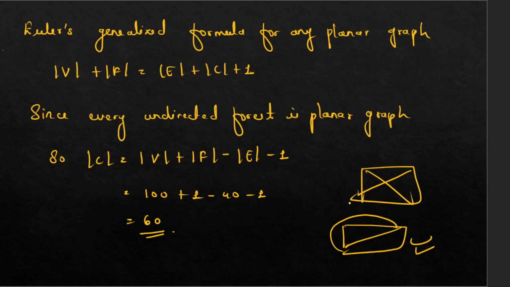So here how many regions are there? One, second, and the infinitely large one, so this is the third one. So it's basically the area which is bounded by edges. After that, every undirected forest has only one face, the infinitely large region, a region which is not bounded by any edges. So please remember these points, very very important for you all.